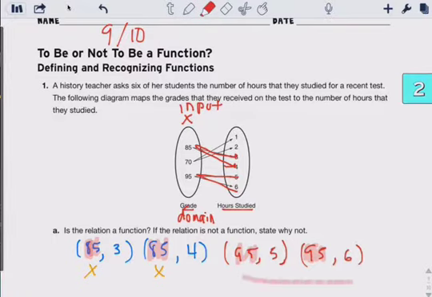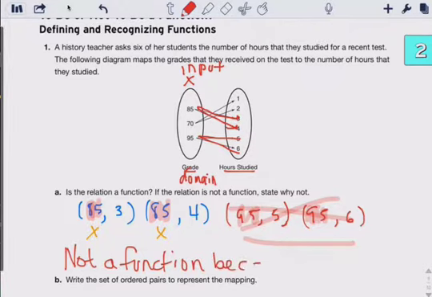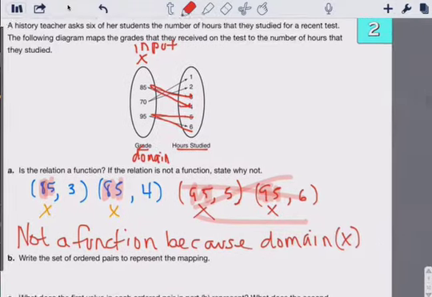because the domain repeats. You only need one time repeat though. We didn't even have to look at this. This is what's necessary to state. So we can state that's not a function because the domain, that's the x, these are the x, repeat.